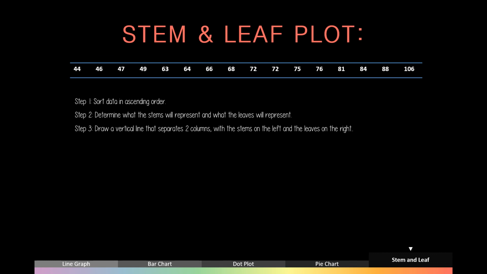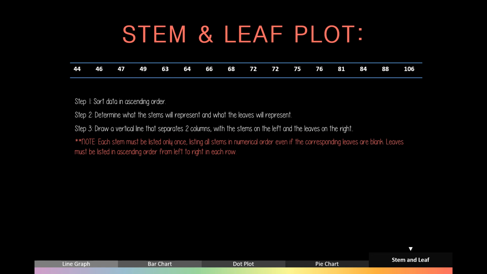Now it's very important to note this. Each stem can only be listed once, and the stems have to be in numerical order, even if the corresponding leaves are blank. If you don't understand what this means, it'll become a lot more clear when we look at an example. Leaves must be listed in ascending order from left to right within each row.